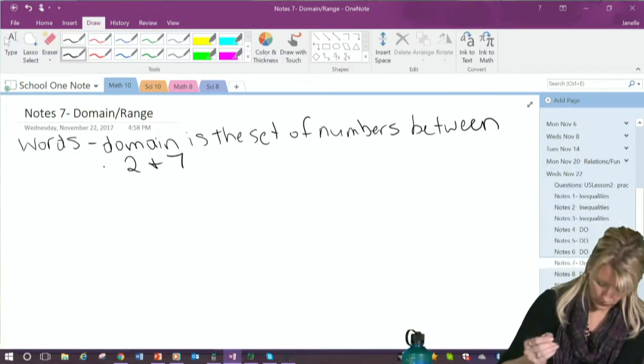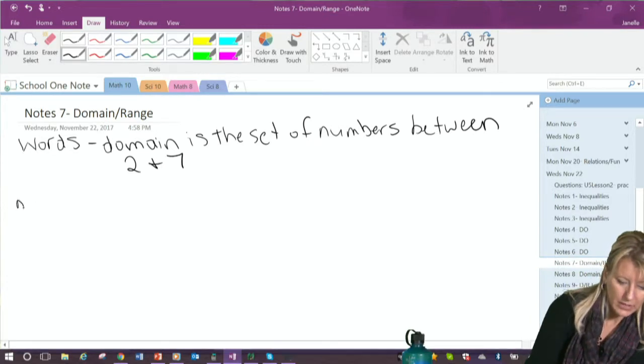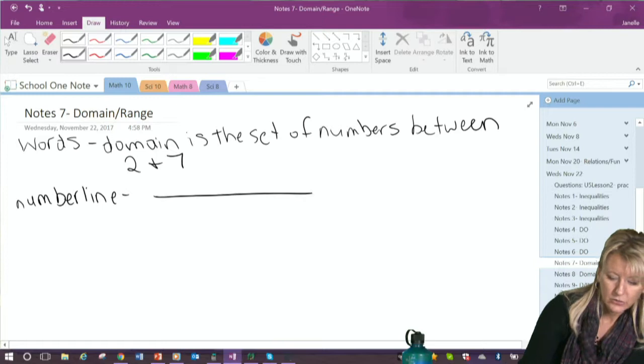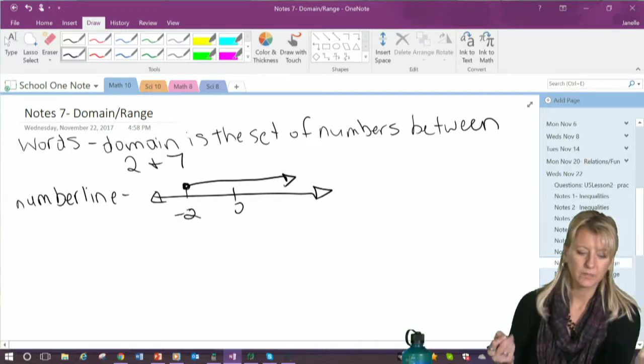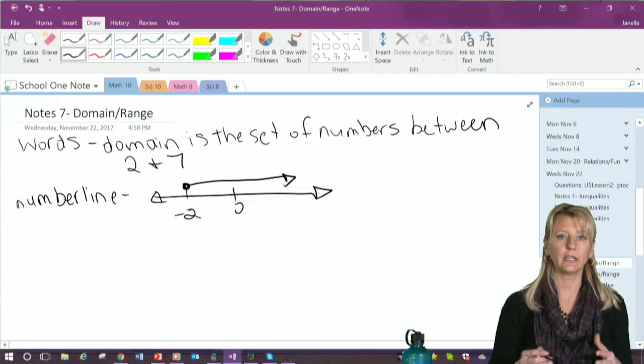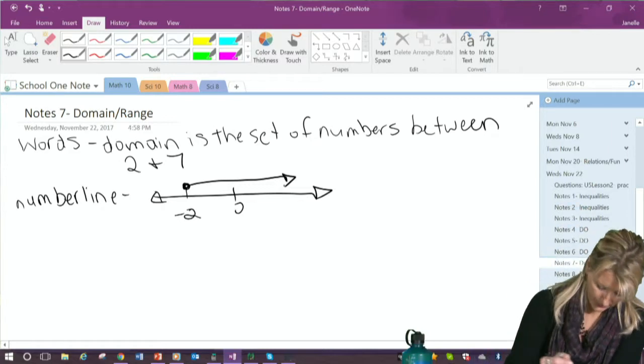That's number 1. The second one was the number line, which you guys have done. I'm just going to show that briefly like this. So the second way of showing domain and range is showing it on a number line.